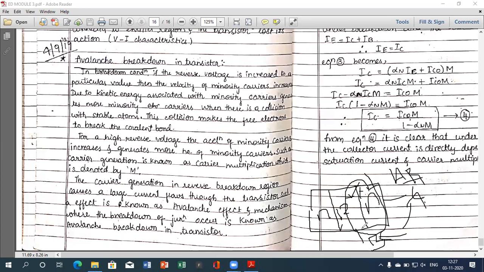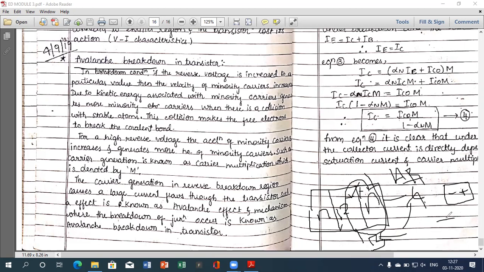When they increase, the kinetic energy associated with these minority charge carriers generates more minority charge carriers. Now how do these minority charge carriers generate more minority charge carriers? Because when there is a collision, let us assume that this is one stable atom, which has both plus and minus. So this is our one stable atom.